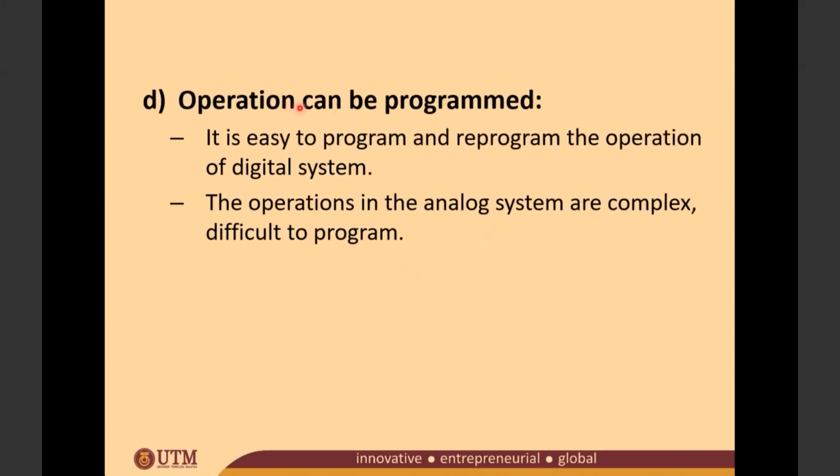Next, we have the operation can be programmed. If you're using the digital system, it is easy to program and reprogram the operation of the digital system. Yang paling mudah sekali kita ambil kamu punya pen drive lah. Okay, you can easily transfer or delete your data inside of your pen drive. Meanwhile, the operation in the analog system are more complex and it is difficult to program. Okay, boleh program, but you need to have a special device lah untuk programkan dia. Compared to the digital system, it is easy to program and reprogram.